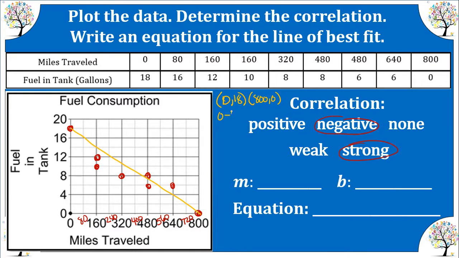So we have 0 minus 18 over 800 minus 0. This gives us negative 18 over 800. We're going to divide that out. It's going to be negative. We do have that negative correlation. 18 divided by 800 is 0.225. We have a y-intercept of 0, 18. Our line of best fit equation: negative 0.225 times x plus the 18.